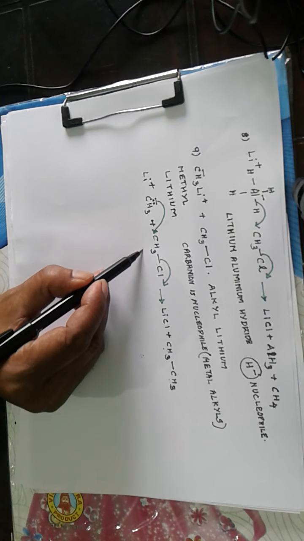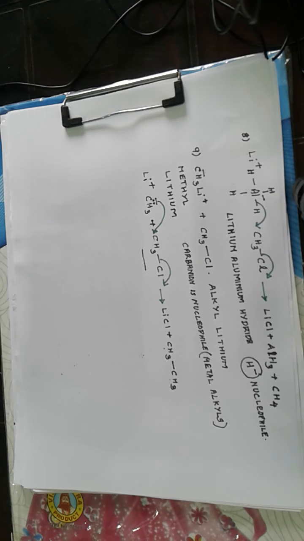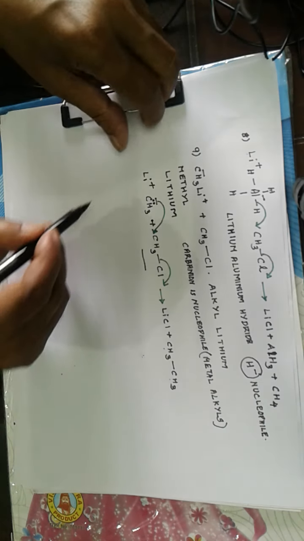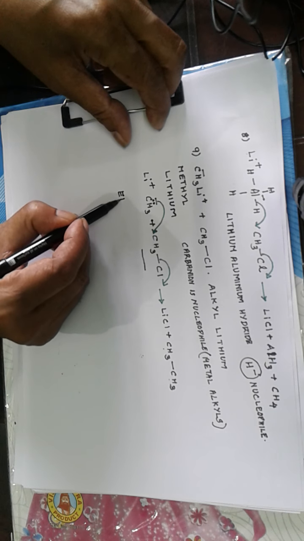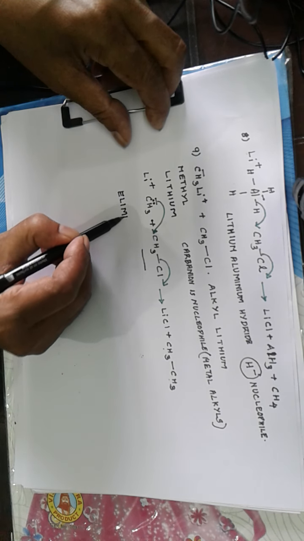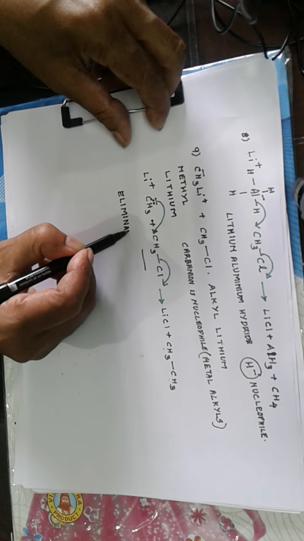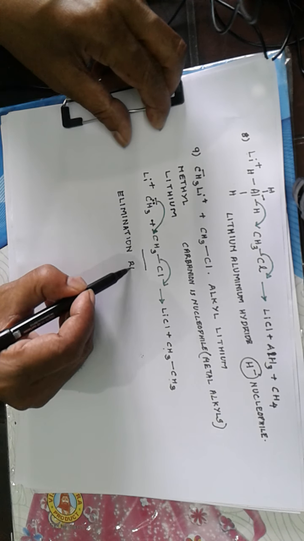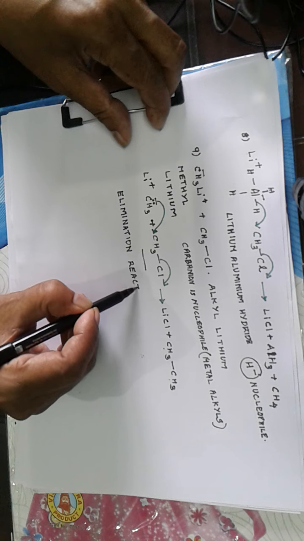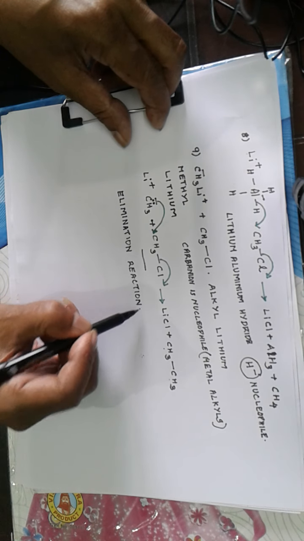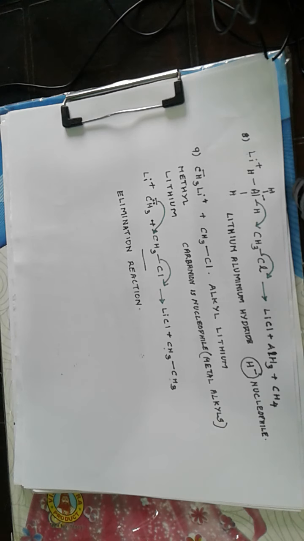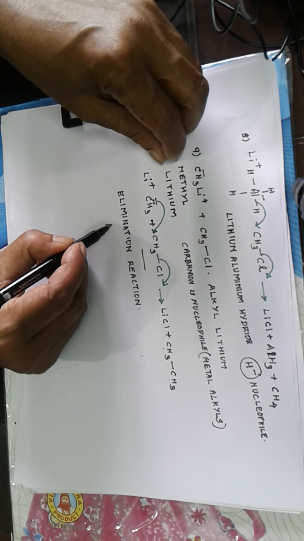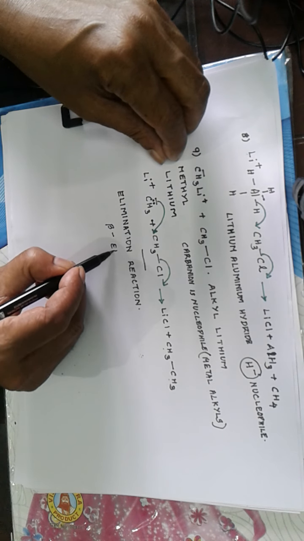Now another set of reactions of alkyl halides is called elimination reaction. Now you have to study the mechanism of elimination reaction. The particular elimination you have to study is called beta elimination.